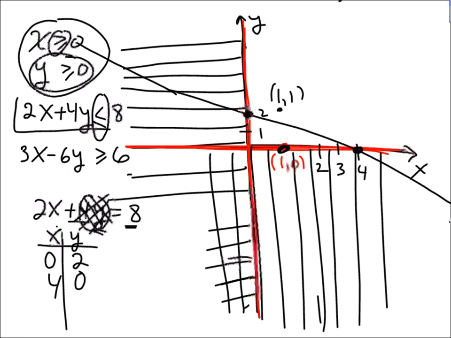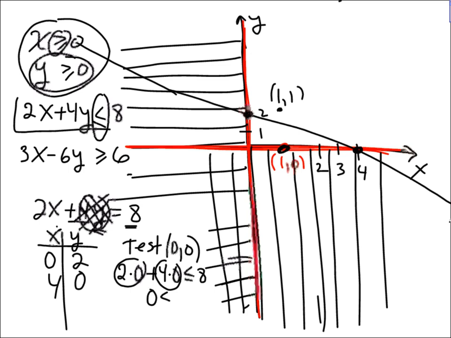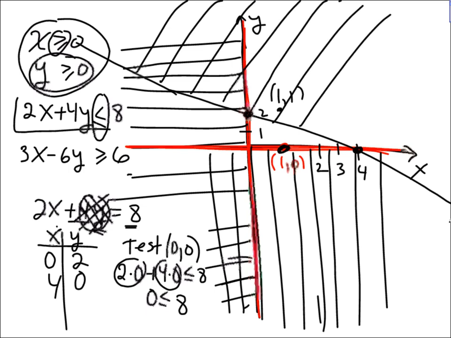I want to test a point. I think it's clear that 0, 0 is below that line. So 2 times x plus 4 times y: is that less than or equal to 8? 0 plus 0 is 0. Is that less than or equal to 8? Yes, it is. So that's a good point. The origin is good, so I'm going to shade away the bad points on the opposite side. As of right now, our answer is this little triangular region in the first quadrant.